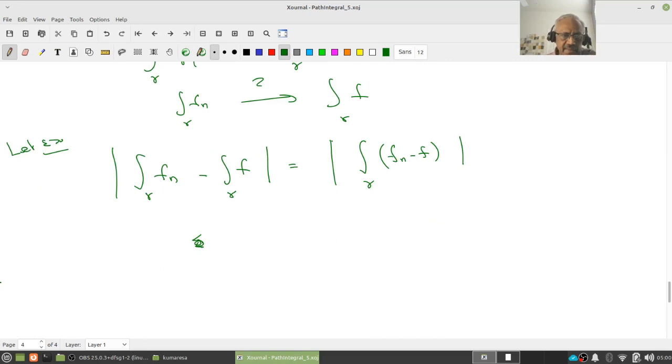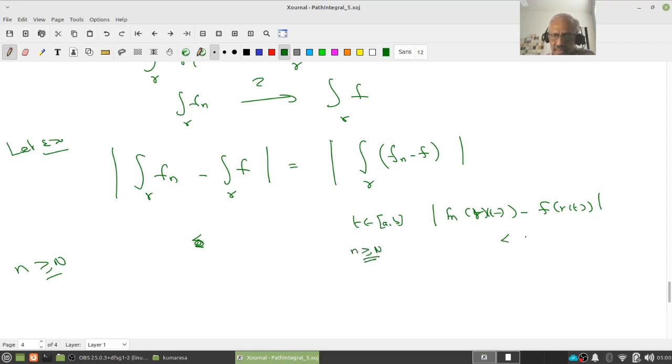Therefore, if n is greater than or equal to capital N, let us look at, I want an estimate for fn of gamma t minus f of gamma t. This is for every t in [a, b]. I want an estimate, right? But what I know is if n is greater than or equal to capital N, this is less than epsilon. So I can take my M to be epsilon, but then restrict n greater than or equal to capital N. So that is my M.